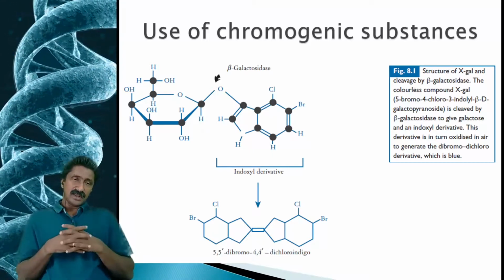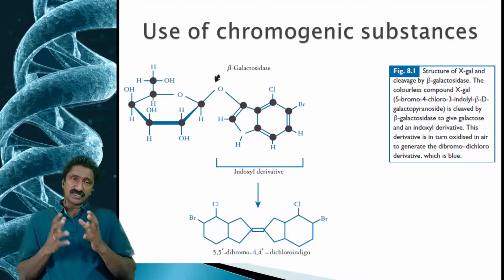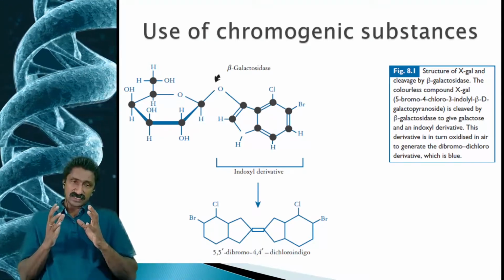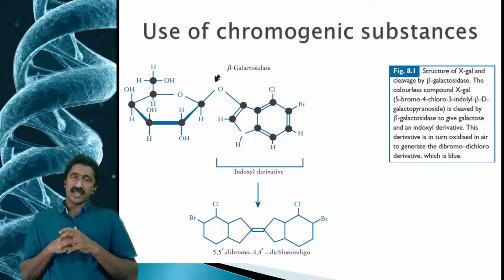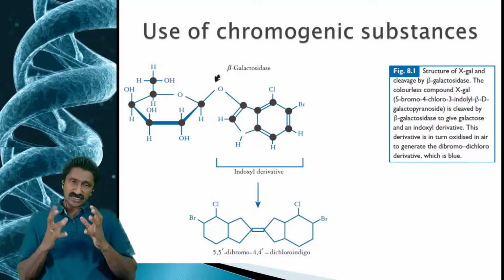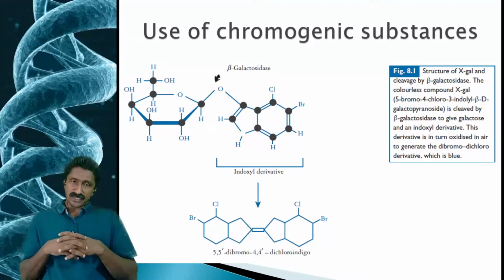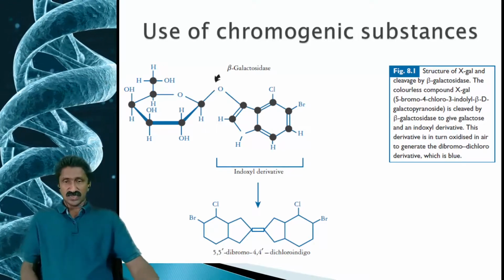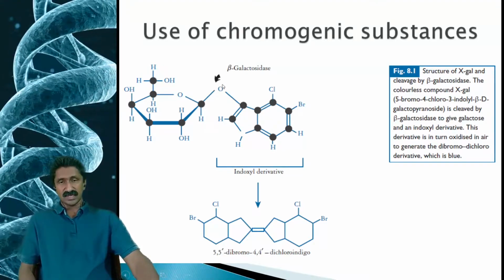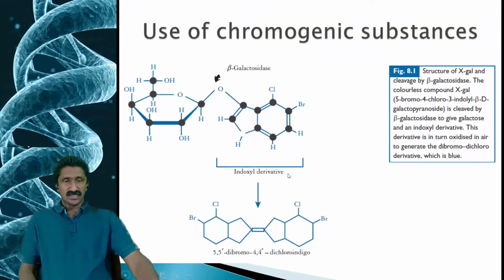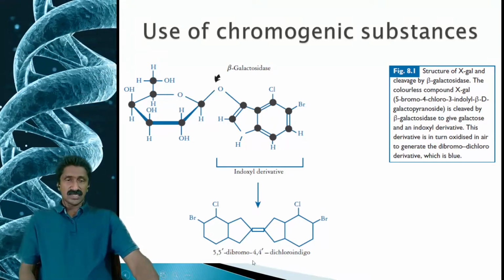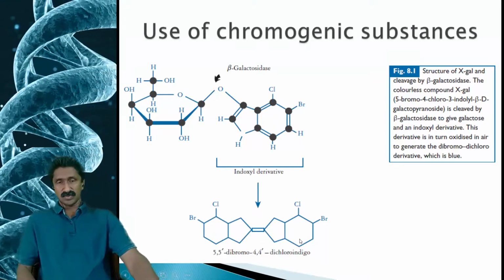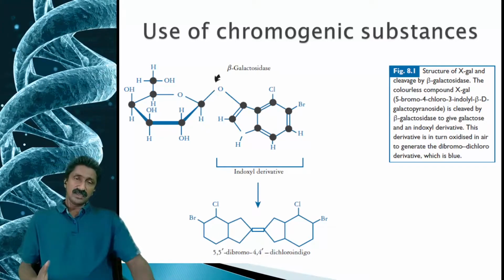So X-Gal can be cleaved by beta-galactosidase, and this colorless compound, X-Gal, which is also known as 5-bromo-4-chloro-3-indolyl beta-D-galactopyranoside, is cleaved by the beta-galactosidase enzyme, and it produces an indolyl derivative. This derivative will be subsequently oxidized to a dibromo-dichloro indigo compound, which is a colored compound, a blue colored compound, which will impart a blue color to the colony in which this process occurs.